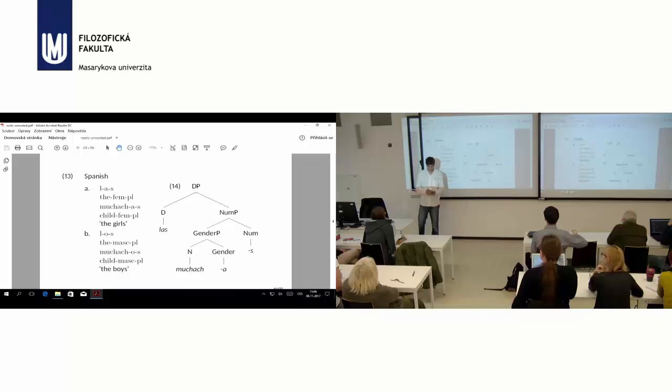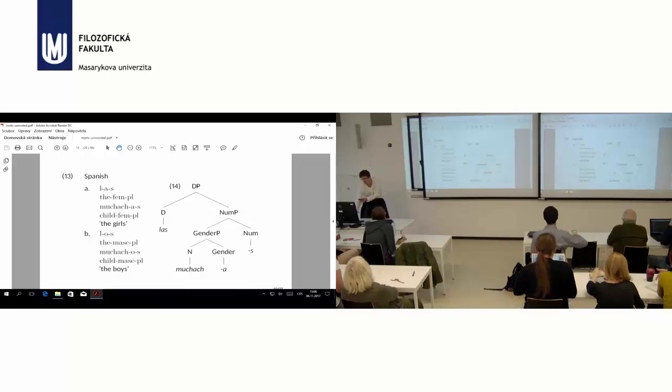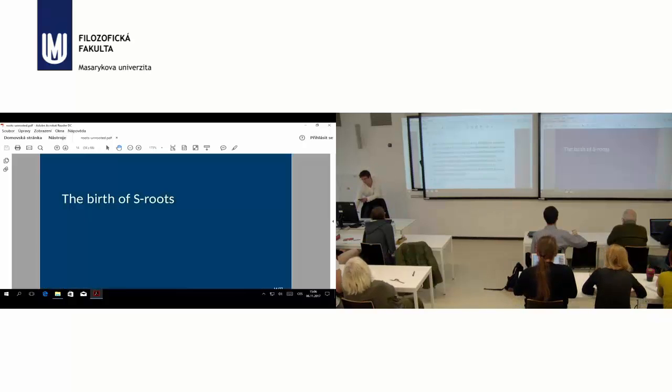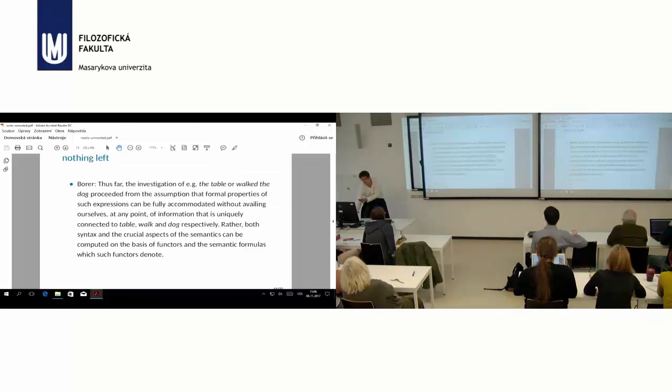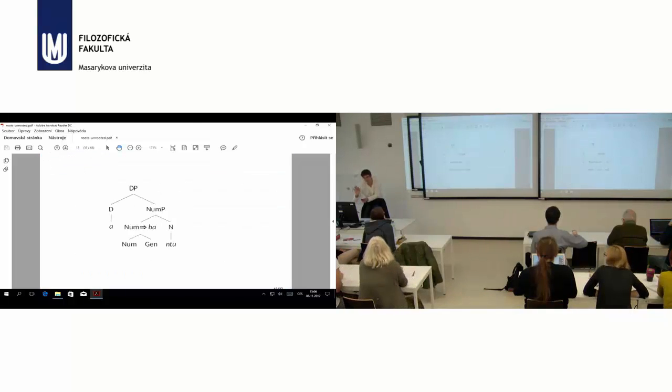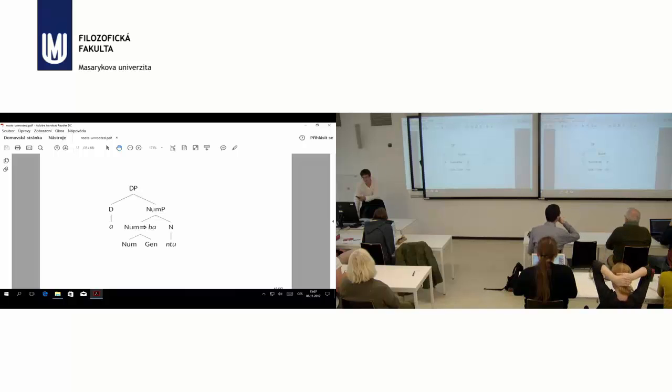The root is the thing which has no category. Well, then L is root with no category. No, L is D. It has a category in the lexicon, it is D. And the question is, how do you know that this os or as belongs to muchacho and not to L? One of them agrees, that you explained to me. But how do you know which of them agrees with which?